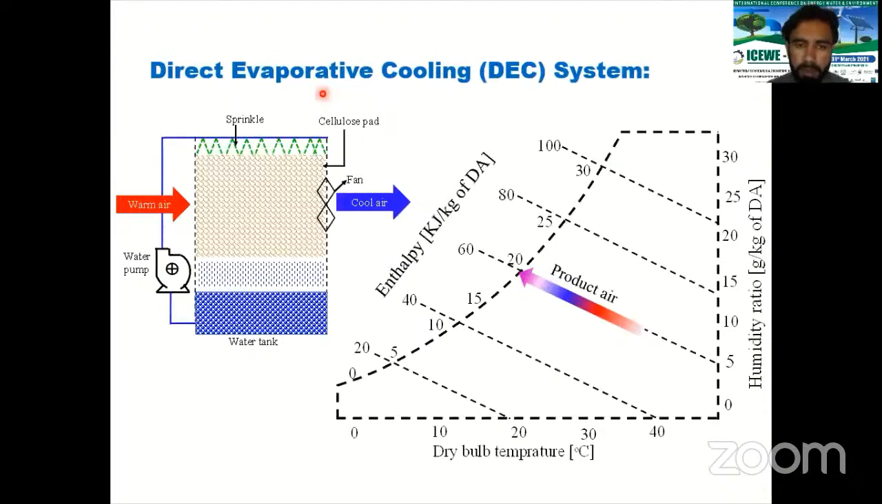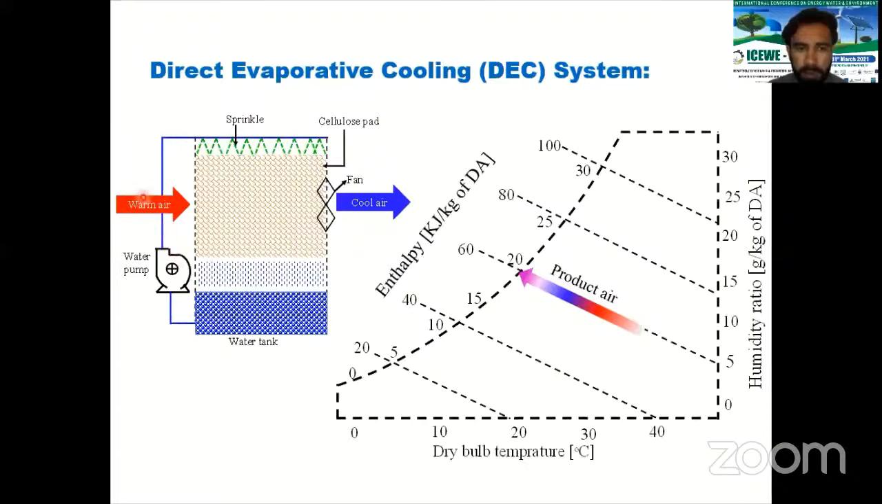It is the oldest form of evaporative cooling. In Pakistan, it is also known as the desert cooler. In the direct evaporative cooling system, the air and water are in direct contact. The system consists of a water tank, water pump, sprinkler, cellulose pad, and fan.